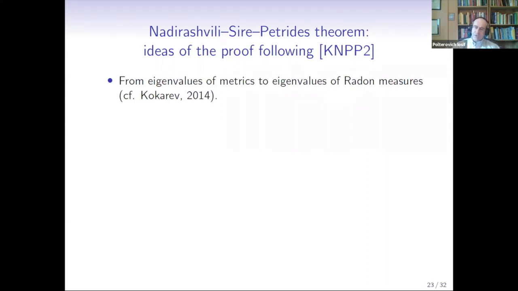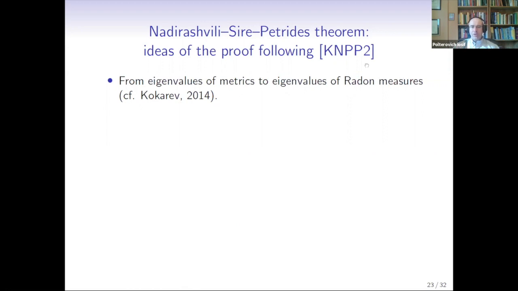So this approach, as I said, is somewhat different from the approach that appears in the papers of Petrides. There are certain similarities that I'm going to comment on. However, my point here is to try to explain some general ideas of the proof.